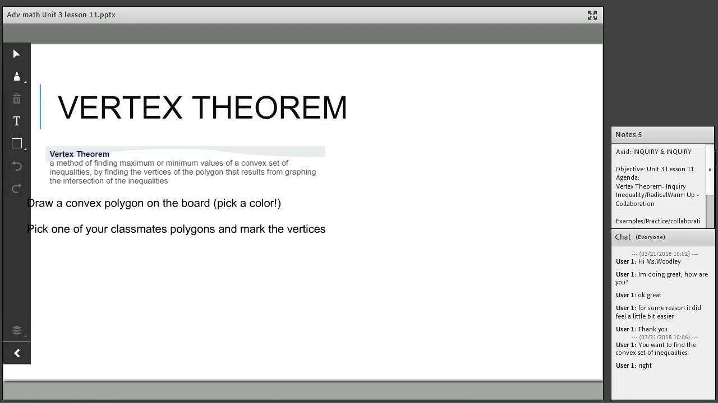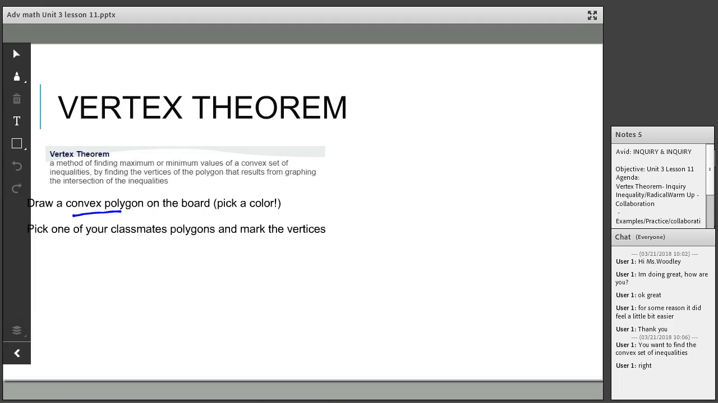So what I was going to do here was have you draw a convex polygon on the board. What do they mean by convex? Do you remember what that is from way back in geometry? You should be able to draw on there.